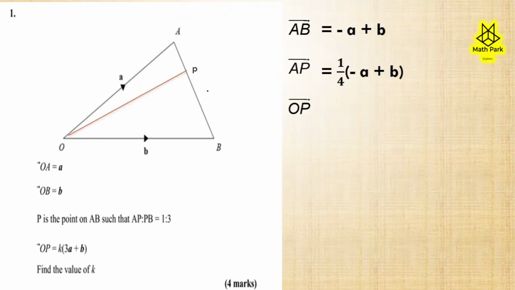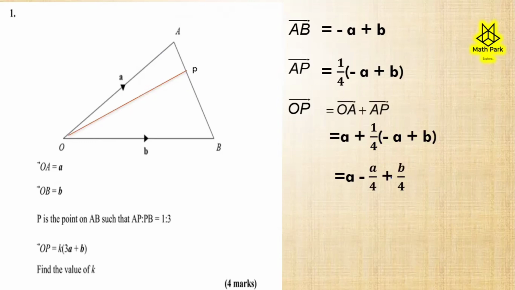Now we find OP. So you have OP is equal to OA plus AP. Now OA is A and plus AP is 1/4 of minus A plus B. Now let us simplify this. Open the bracket. So 1/4 of A is minus A by 4 plus B by 4. Now we take the LCM. 4 times A is 4A. 4A minus A is going to be 3A upon 4 plus B over 4.